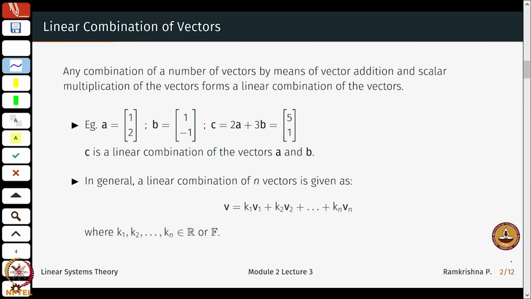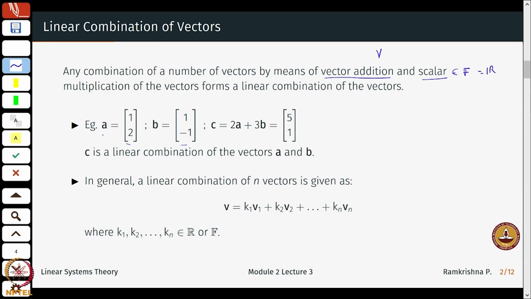Say I have a couple of vectors denoted in coordinate representation by (1, 2) and (1, -1). So any combination of a number of vectors, or a linear combination, by means of vector addition (these vectors belong to the vector space V) and scalar multiplication. These scalars come from the field F, over which the vector space V is defined. And in most part of the course, the field will simply be the real line R.